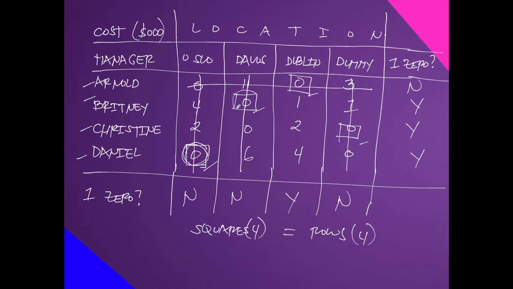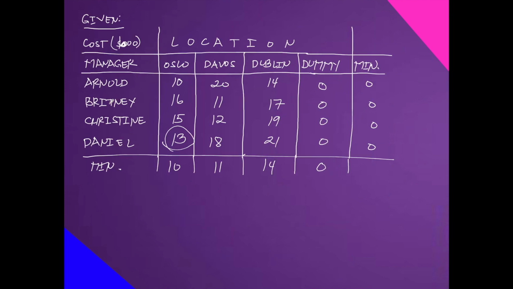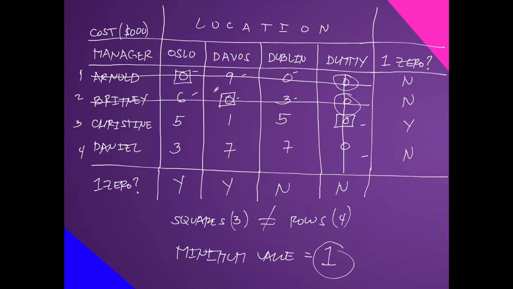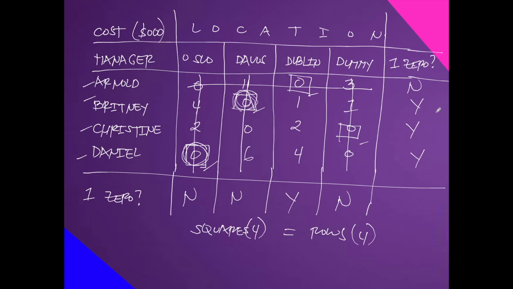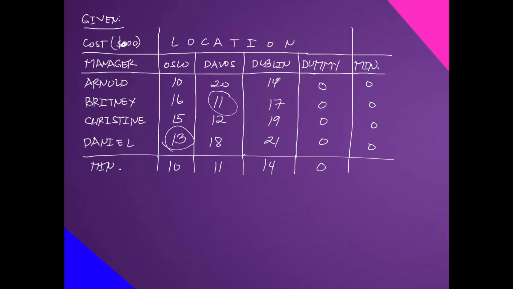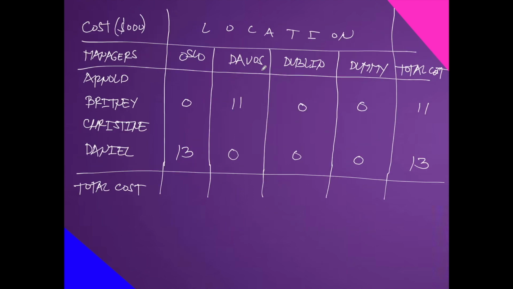Next square, ito. Si Britney daw, dapat doon siya sa Davos. And how much yun? Britney going to Davos, that is 11. And kung dyan siya, hindi na siya dito sa Oslo and sa Dublin. And mas lalong sa Dami, dahil wala namang ganang location, dami nga no? So, this will be 11. And, si Arnold ay sa Dublin. How much yun? Arnold to Dublin, that is 14. Since nasa Dublin na siya, this will be 0, 0, and 0.